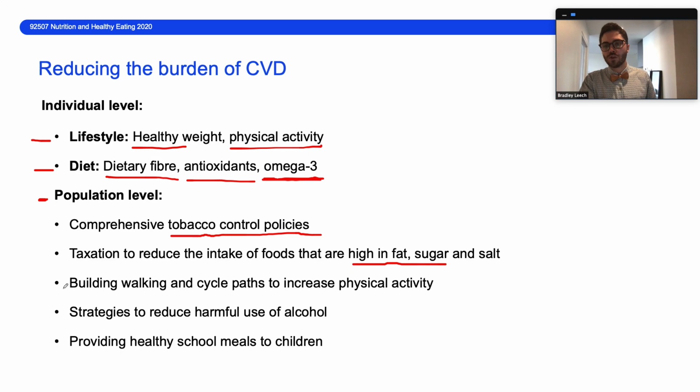We may support activity levels by building walking paths and cycling paths. Strategies to reduce alcohol intake. Maybe even providing healthy meals at school. So then children at school are getting a balanced diet, and thereby reduced risk of obesity, and thereby a reduced risk of cardiovascular disease.